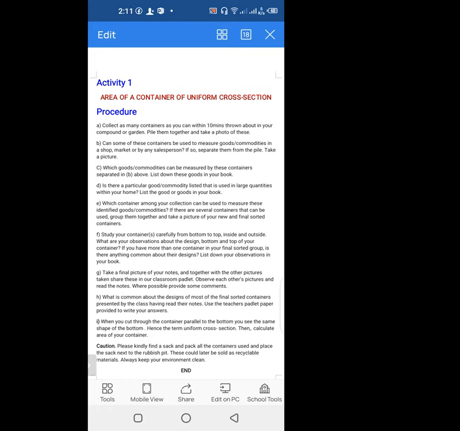So, Part A is telling us to collect as many containers as you can within 10 minutes, thrown about in your compound. That one means in your home. You look at your home compound and look out for those things, or the garden. Pile them together and take a picture of these ones. So allow me to give you 10 minutes as you are doing that. It is 2:11, so at 2:21, I expect you to have piled them together and taken pictures of those. You can take one picture when you have piled them together. Is it okay? At 2:21, I will be waiting for your pictures. Make sure you take a picture of the compiled containers.